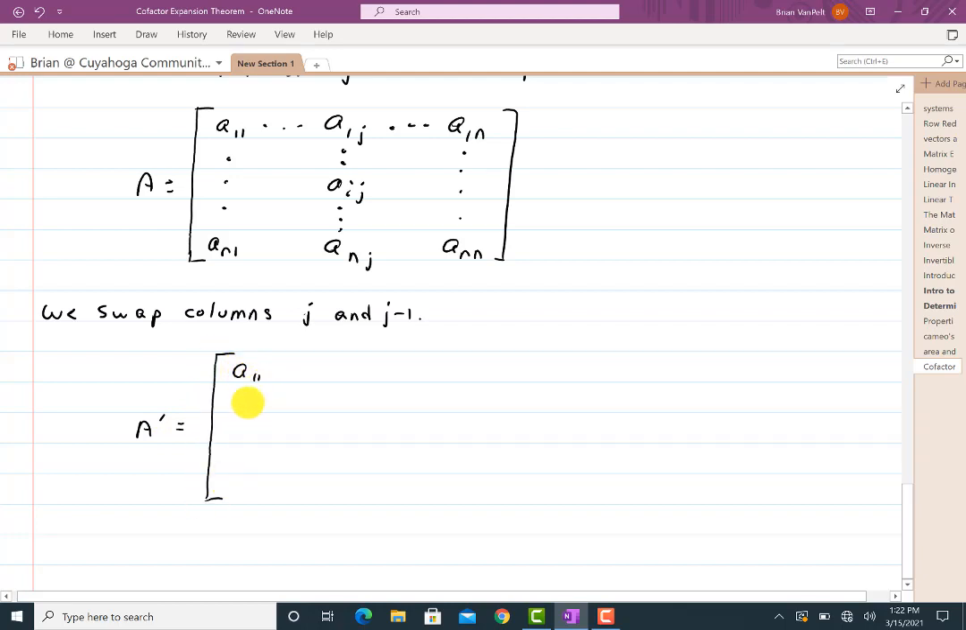And so A11, nothing's affected except the jth column. But now I have A1J, AIJ, ANJ, but after that I have A1J minus 1, ANJ minus 1. I'm putting the comma there just so it doesn't get too complicated looking.